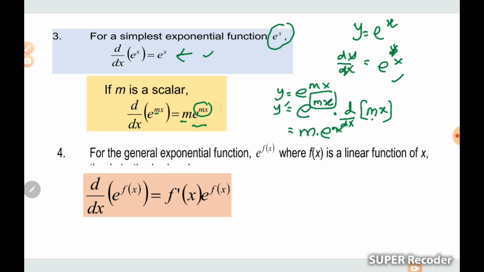Number 4, for the general exponential function e to the power of f(x), where f(x) is a linear function of x. Differentiate e to the power of f(x), you will get e to the power of f(x), then differentiate f(x), we have f prime(x) here. I hope you can memorize all the formulas I share with you, because when your basic concept is strong, it is easy for you to solve the question.